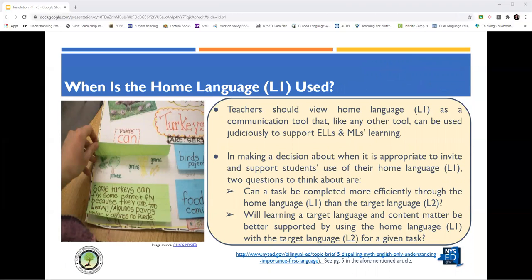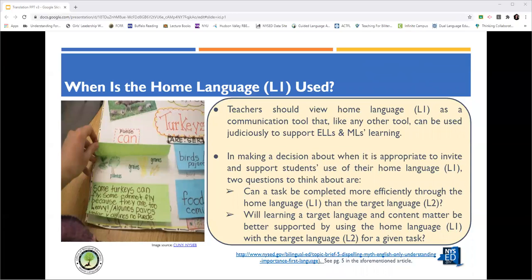You're probably asking, when do I use my student's home language? Well, you should view the home language as a communication tool that, like any other tool, can be used judiciously to support an ELL's or ML's learning. You need to be strategic and decide when it is appropriate to provide resources and allow students to use their home language, or when it is not appropriate.